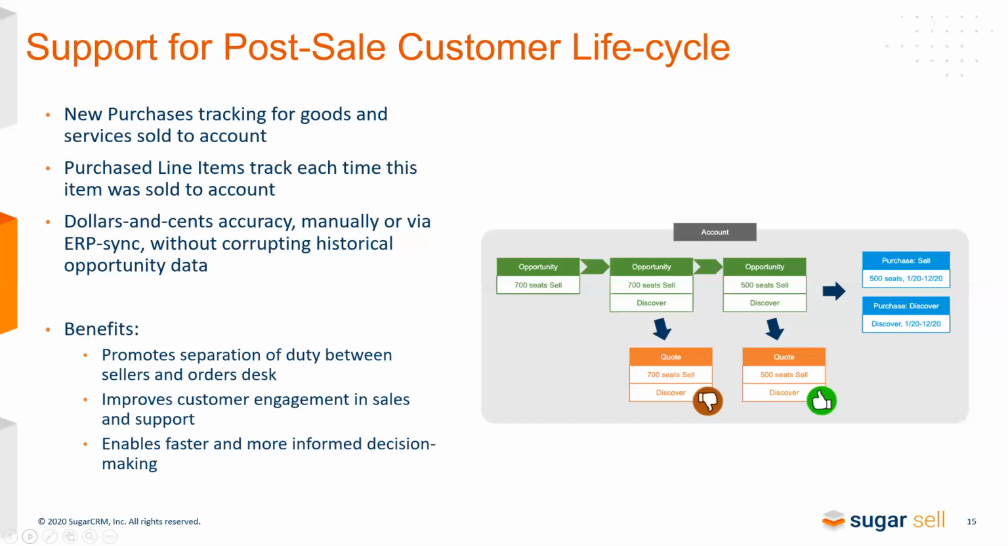And you can get highly accurate figures in terms of how much they've spent with you without corrupting any of your historical opportunity data. So you can leave in place the opportunity data, which might show several different quotes that you put in front of a customer, but the purchase data is obviously going to show what they, in the end, actually purchased. And so the idea is we're trying to, one, promote a separation of duty between sellers and order desk role people.